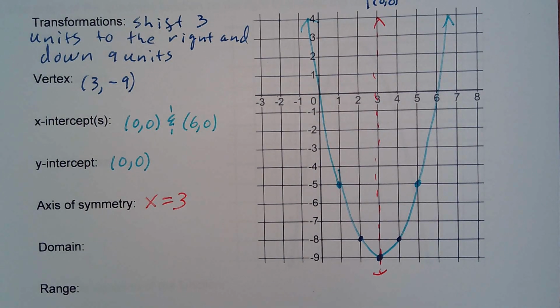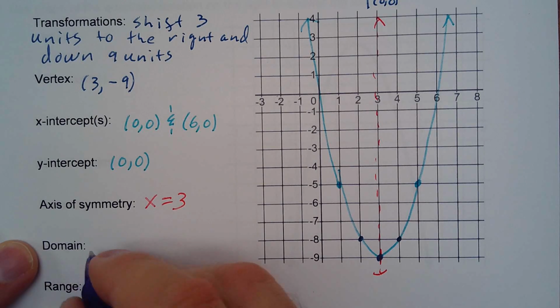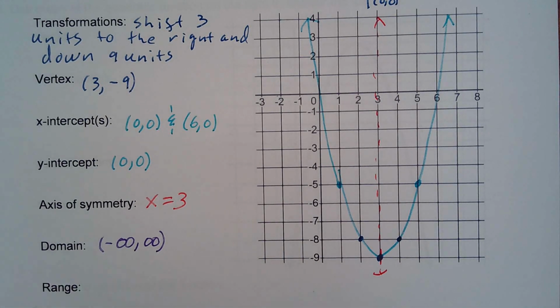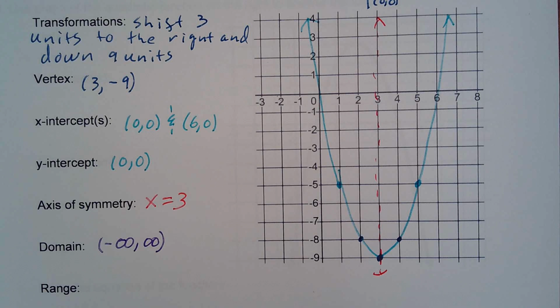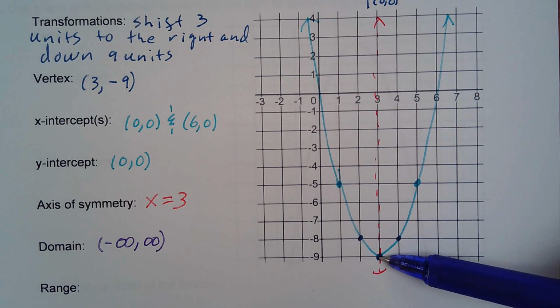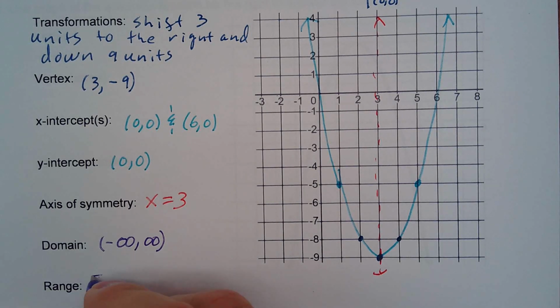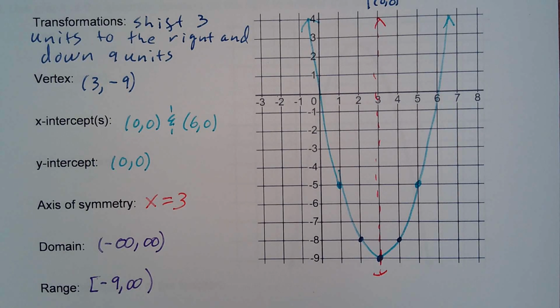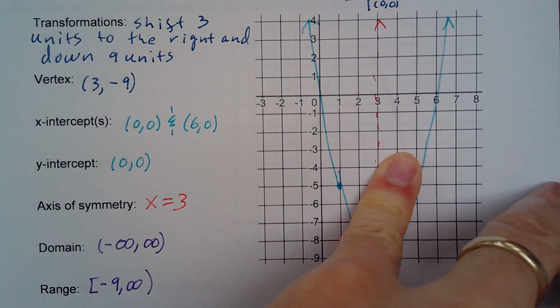In terms of our domain, my domain here is going to be all real numbers. In fact, for all these, unless it's an application, anytime you're working with a polynomial function, its domain is going to be all real numbers. Now my range, going from the bottom to the top, it starts here at negative 9 and goes on forever. Let's go ahead and try the next one.